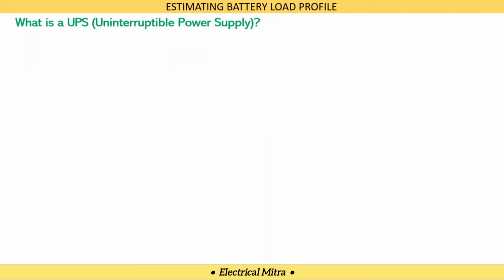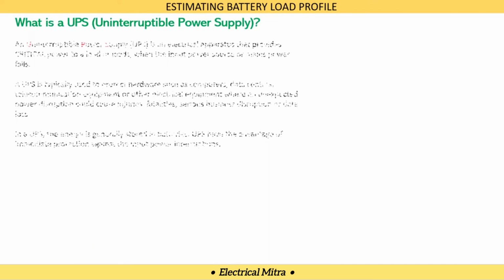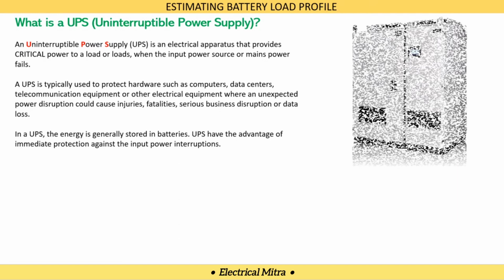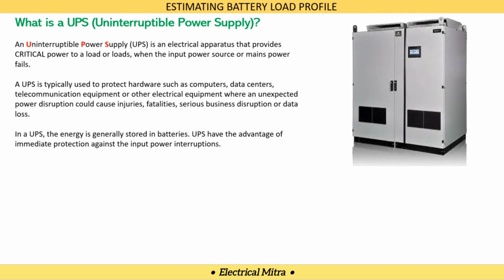So what is a UPS or an uninterruptible power supply? A UPS is an electrical apparatus that provides critical power to a load or loads when the input power source or the mains power fails. A UPS is typically used to protect hardware such as computers, data centers, telecommunication equipment, or other electrical equipment where an unexpected electrical power disruption could cause injuries, fatalities, serious business disruption, or data loss.